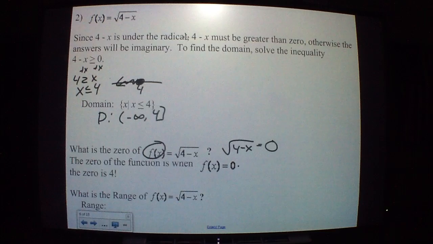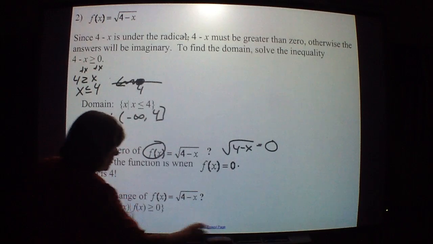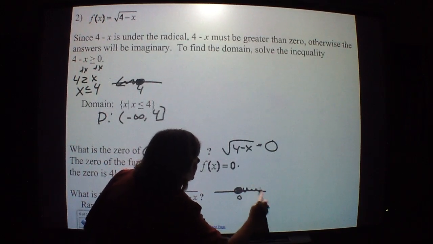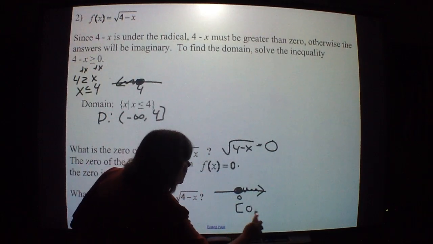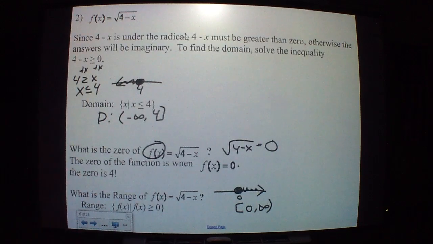The range, my output, from a square root. Remember your output. I won't get negative numbers out of the square root. If x were 4, I'd get a 0 out of it. If x were 3, I'd get a 1 out of it. So my range is greater than or equal to 0. My f of x is greater than or equal to 0. Or, if that's 0, this is what the graph looks like. It's from 0 to positive infinity in interval notation.